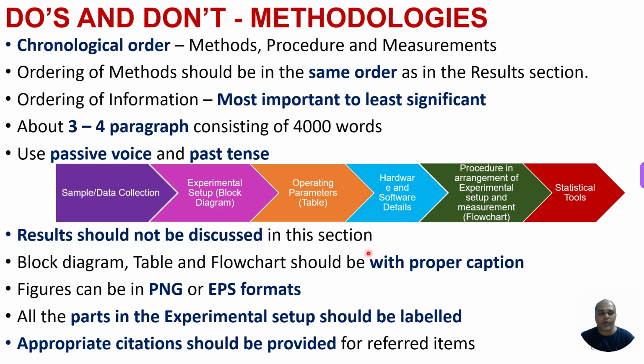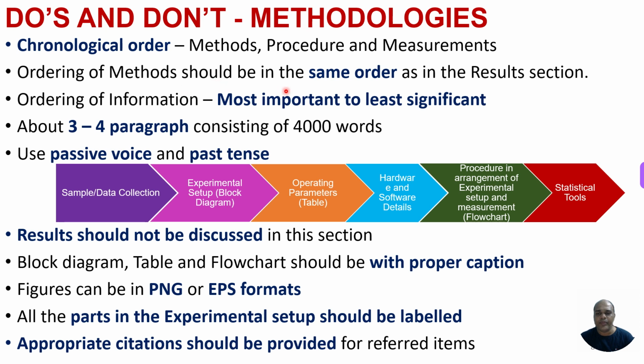Now let us talk about do's and don'ts in different sections of a research article. First we start with the methodology section. In the methodology section, we should follow the methods. If I have multiple methods, then they should be in chronological order. Procedure and measurements, methods, procedure and measurements. If I have multiple things, then they should be in chronological order.